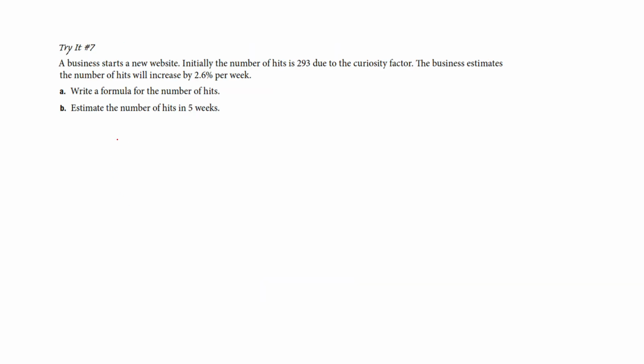Okay, so we're going to do the same thing here. So we're starting with 293. We're increasing by 2.6%, so we've got a 1.026. We're going to make that a decimal, but 1 has got to be the baseline or else you're decreasing. So we're going above 1 if we're going to use an exponential here, and then we're going to do n minus 1. Okay, so here's my formula. We're going to call this a sub n. So there's my formula.